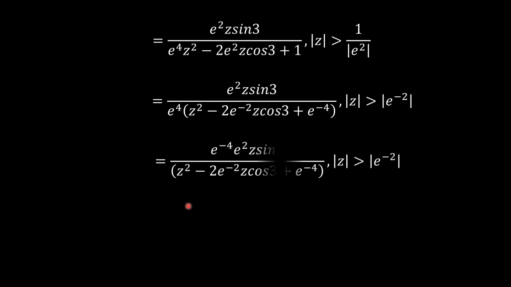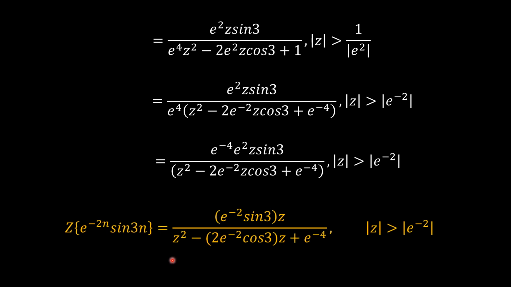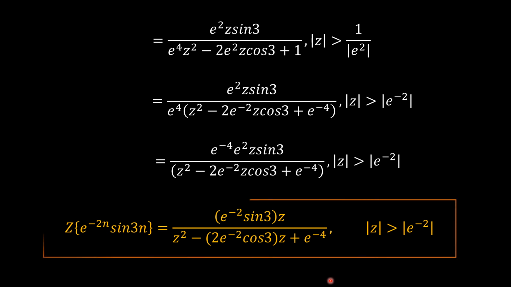Take this e raised to 4 in the numerator, then perform the multiplication. Hence, the final Z transform will be e raised to minus 2 sine 3 into z divided by z square minus 2 into e raised to minus 2 into cos 3 into z plus e raised to minus 4 for mod z strictly greater than mod of e raised to minus 2, which is the region of convergence. And this one is the required Z transform of the given sequence. Now let us go to the next example.